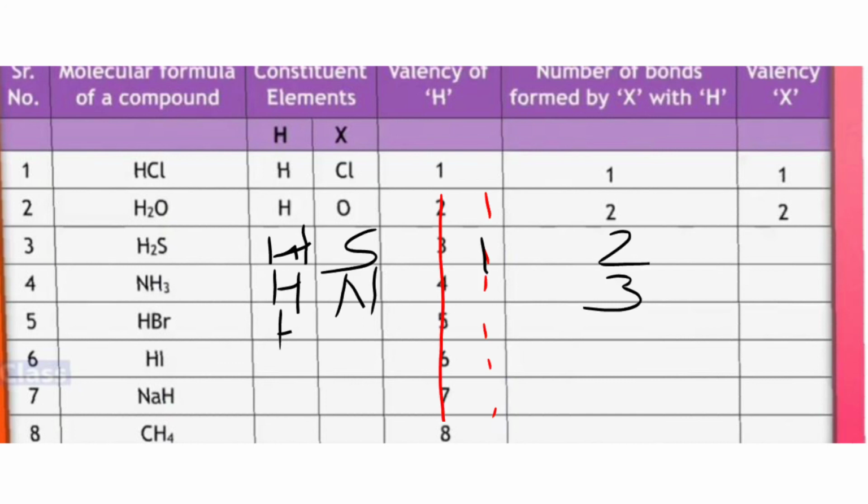Then you have HBr. So HBr is given here. So you have hydrogen 1 and Br is also 1. So 1. ये भी H और Br दोनों 1 1. So valency of the other element is 1. NaH. तो H के साथ में कौन है, Na. दोनों कितने, एक एक. So you have the valency of sodium also 1.